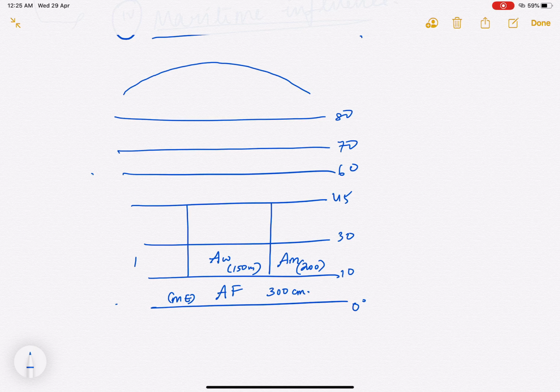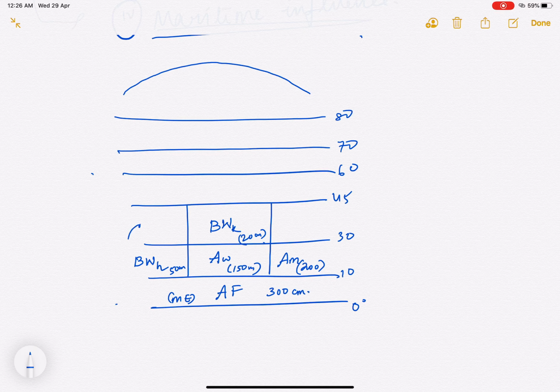Now we have over here your western side desert. What should I write? BW. See, over here there are two deserts. BWH or BWK, which one should we write? I'll write over here BWH, and since this is continental interior, this is BWK. Next, we have 50 centimeter of rainfall. Over here we have 20 centimeter of rainfall.